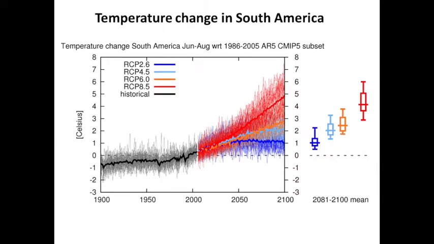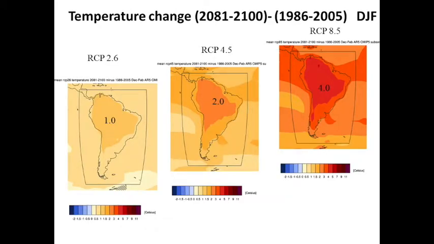Now let's start with South America. This is the temperature changes in South America projected by all these scenarios here. And the historical is here, which showed an increase of temperature, an increase in all these scenarios. And we already saw this.